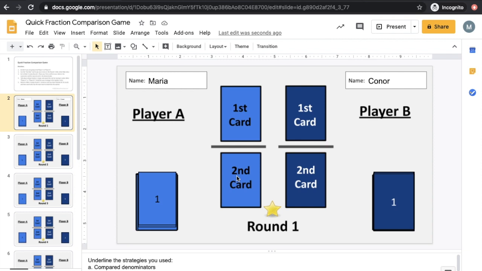So there's a couple different ways you could play. Like I said, you could set this up so two students play with each other. You could set this up so it's you versus another student or in a group of students so that it becomes more of an intervention.